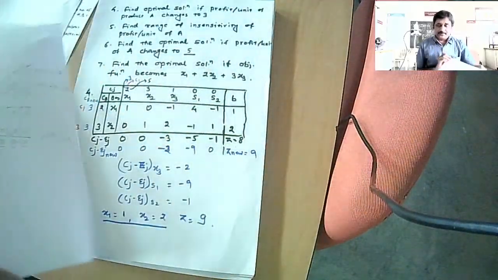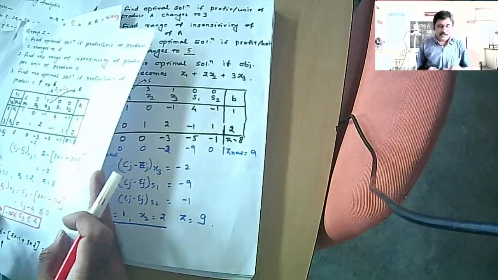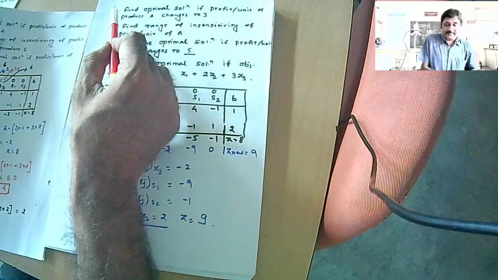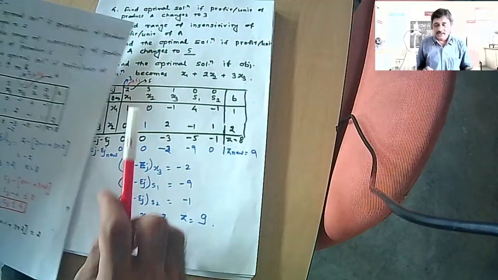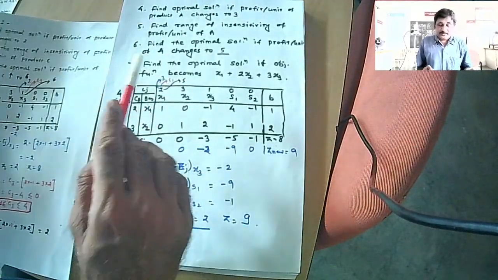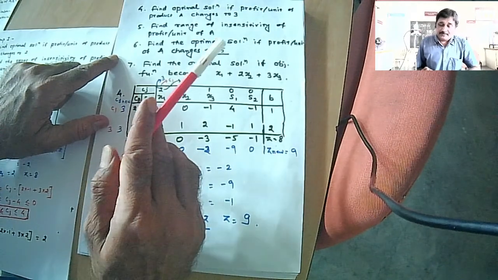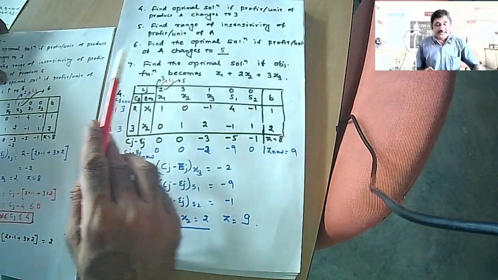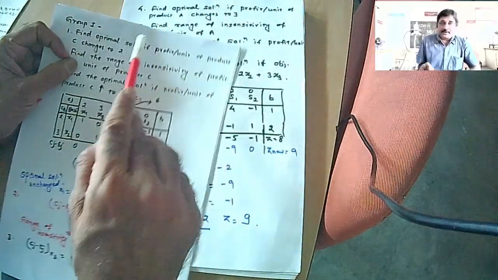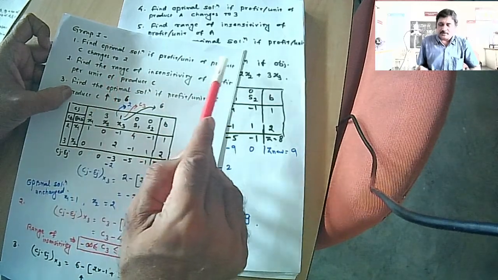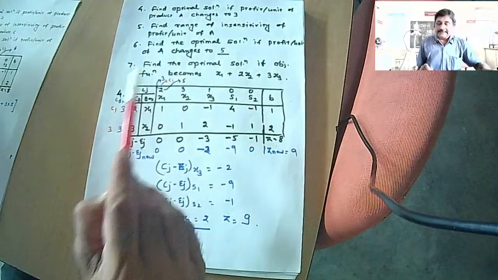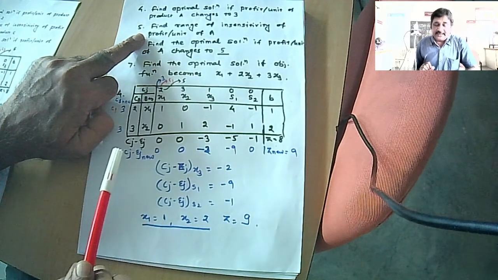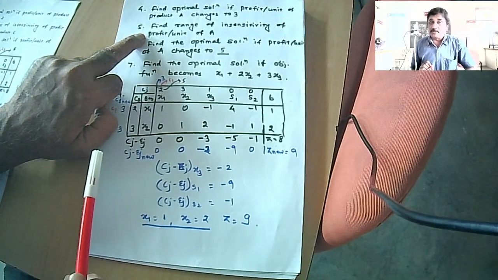Now another group of questions, rather those questions belong to the same group, right? That's why I have labeled them as 4, 5, 6 and 7. All right, so question 4, find the optimal solution if profit per unit of product A changes to 3. Now in place of product C, we are talking of product A. In question 1, we have talked of product C. Now we are talking of product A. Then same question as second was, find the range of insensitivity of profit per unit of product A.